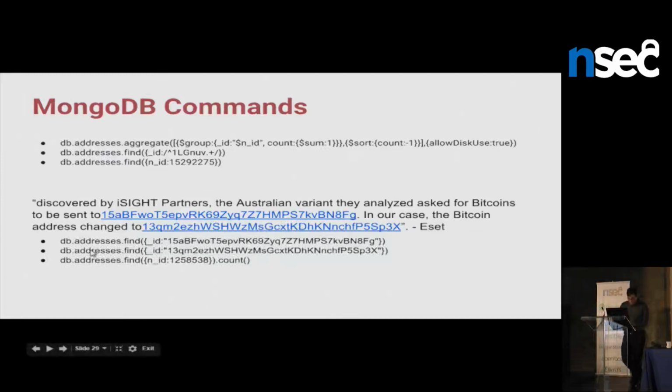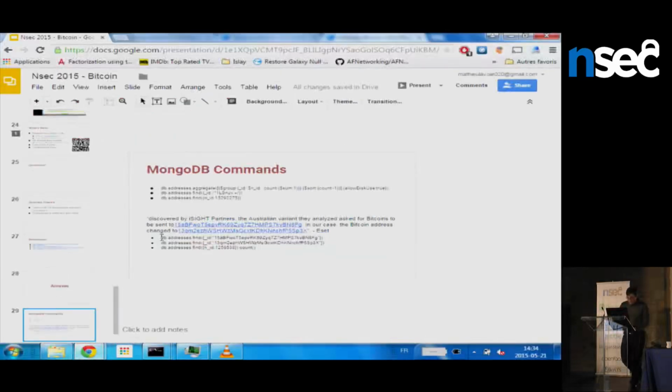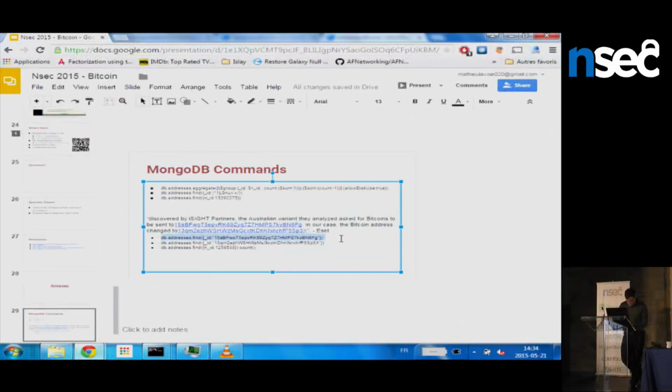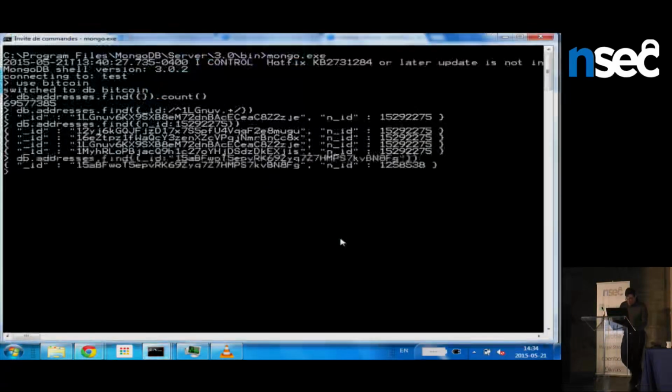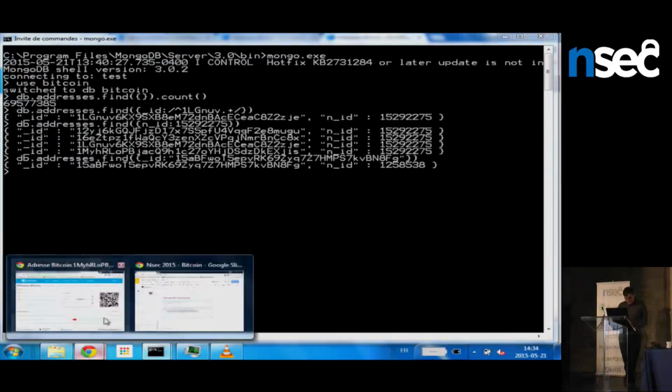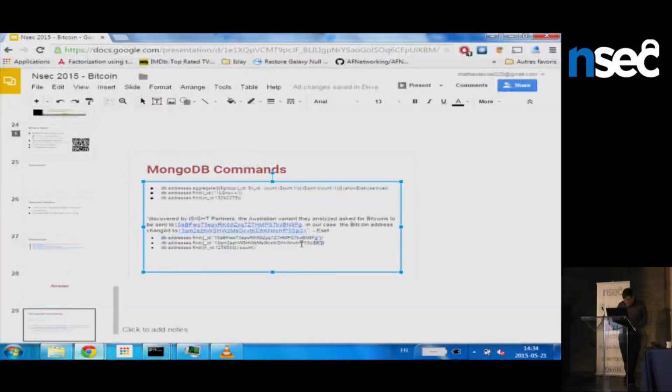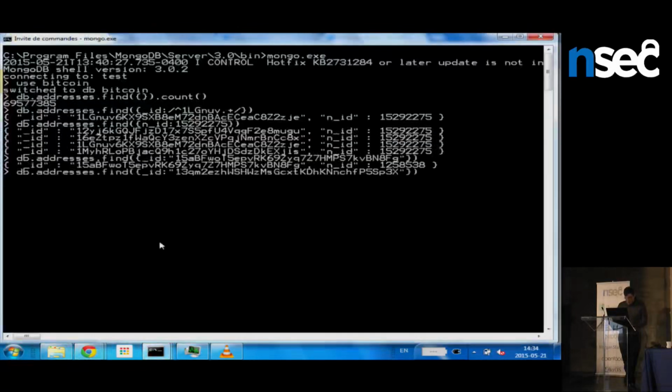So for example, if we take the node ID of the first address and find it, you see that the node ID is 1258538, and the other node ID, as you may think, and you're right, will be exactly the same node ID. So we can confirm for real that the two addresses belong to the same person.